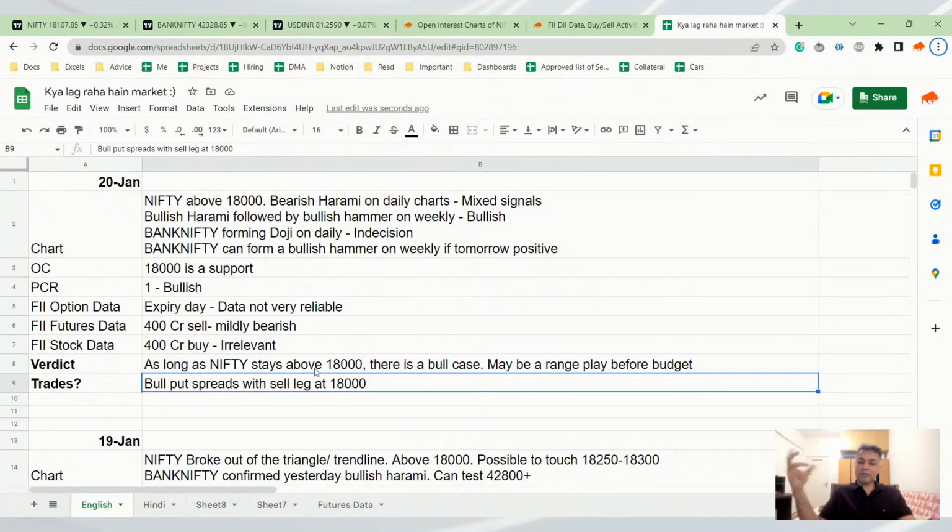I don't want to do call spreads because I'll pay premium, and if Nifty stays range bound, I'll lose all the premium. I don't want to do futures because it is too much tension. So basically, bull put spread is a decent idea to do.